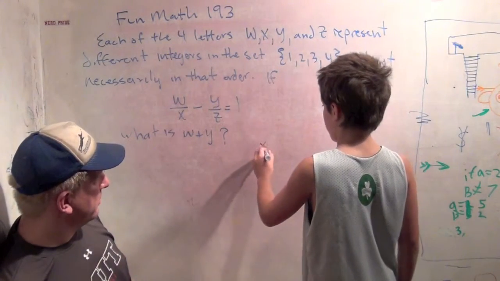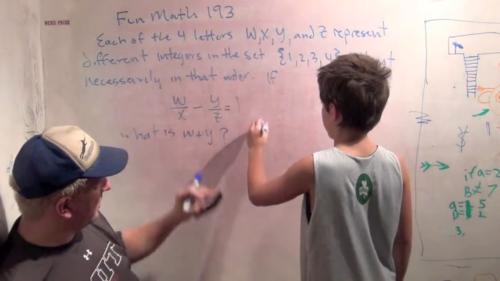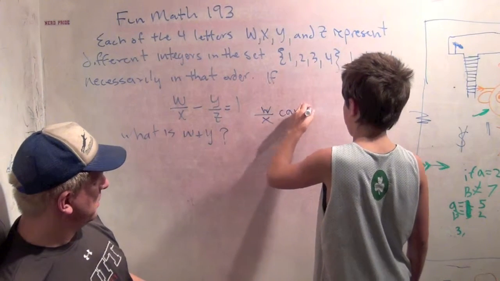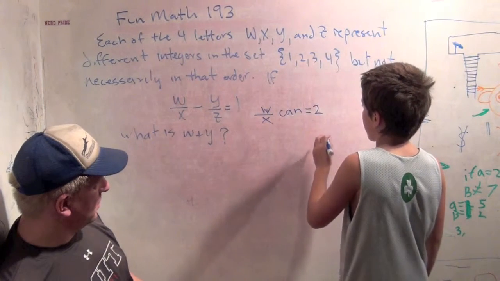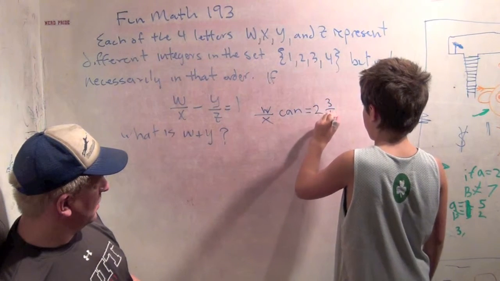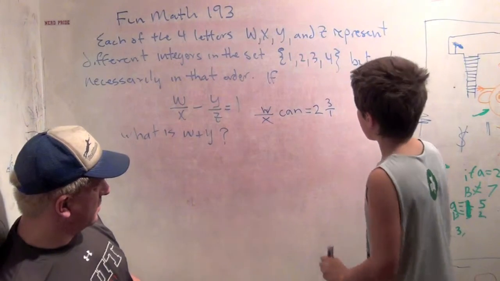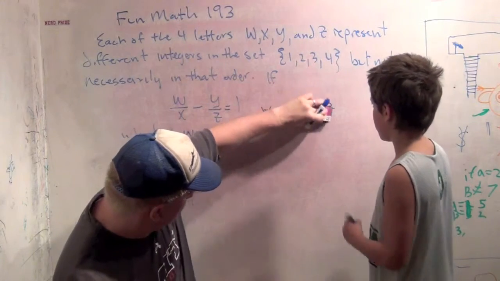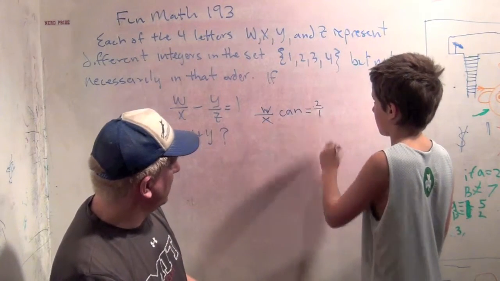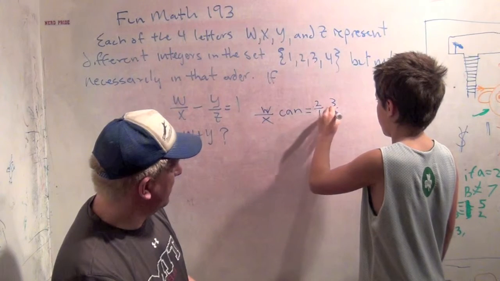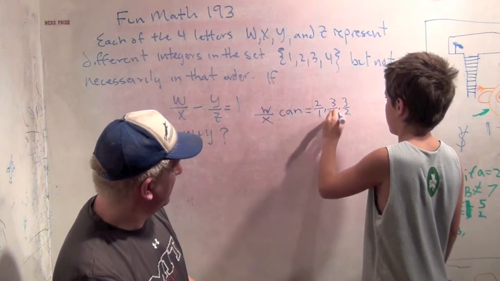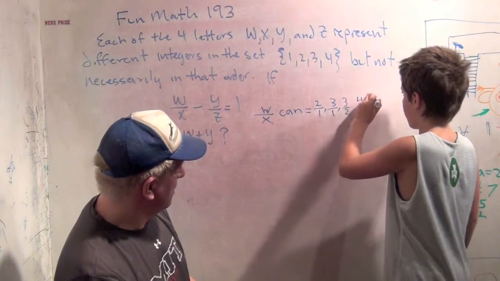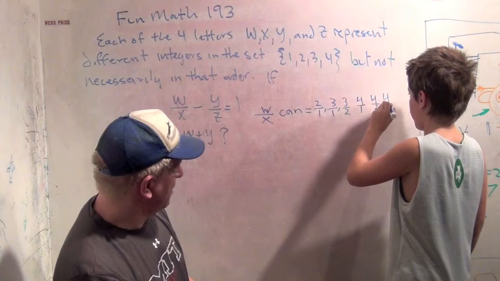Well, we can say W over X can equal 2 over 1, 3 over 1, and 3 over 2. And it could also equal 4 over 1, 4 over 2, 4 over 3.